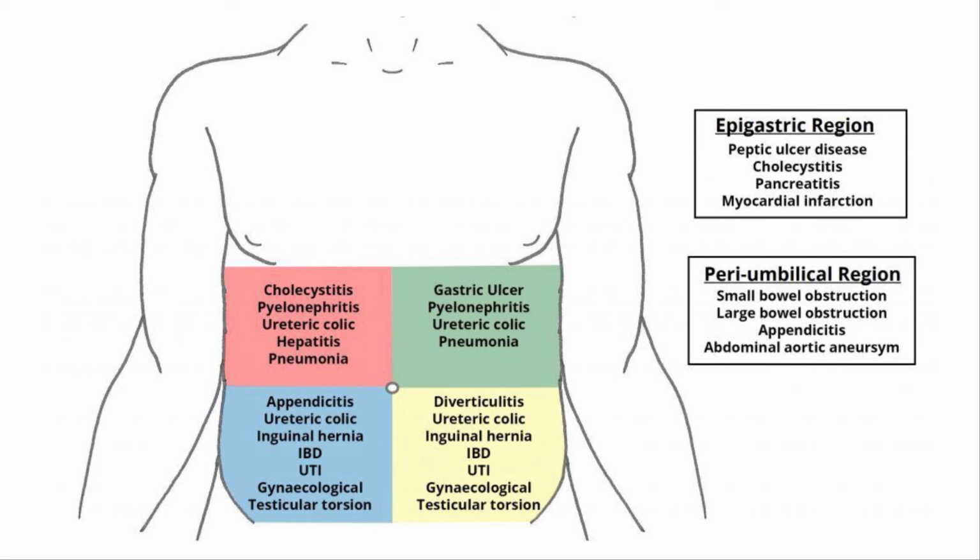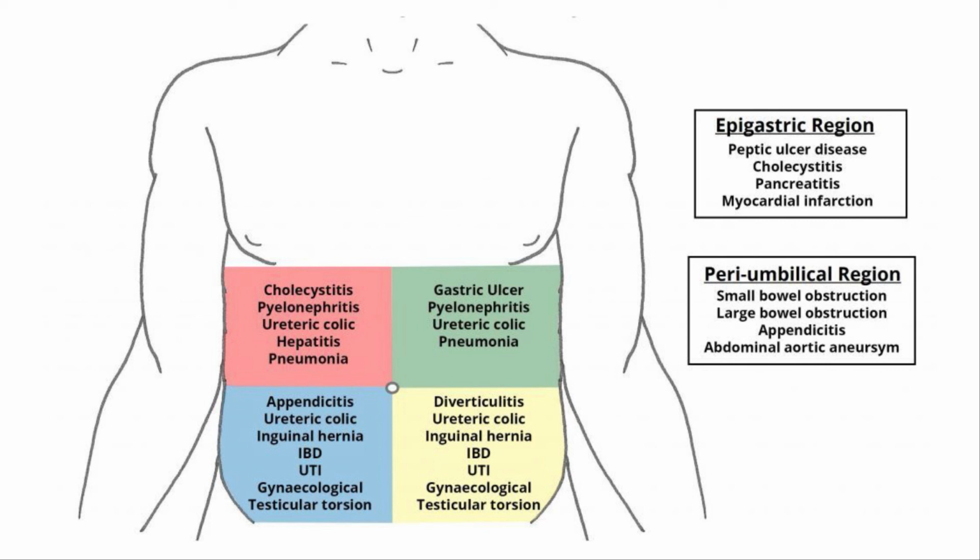The right upper quadrant has the liver and gallbladder. The right side, posteriorly, has the kidney and ureter. Above the right upper quadrant is the lung. Put all that together, and if someone has pain in the right upper portion of their abdomen, it could be liver, gallbladder, kidney, ureter, or pneumonia.